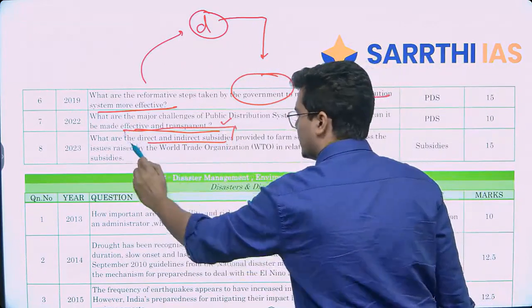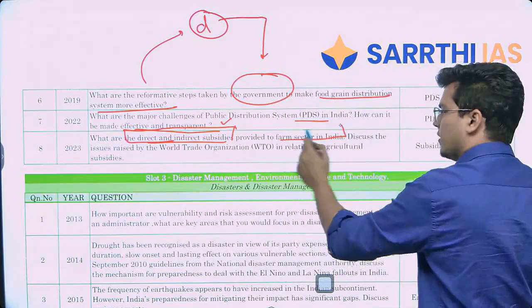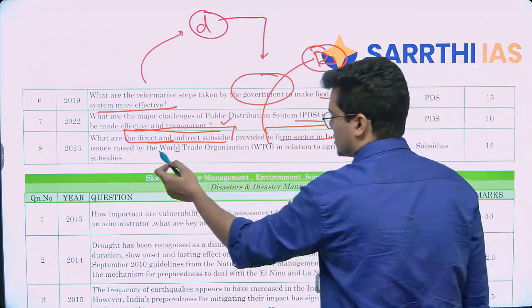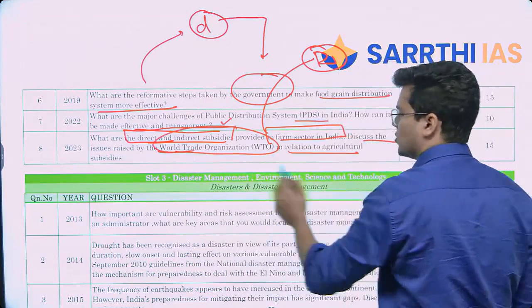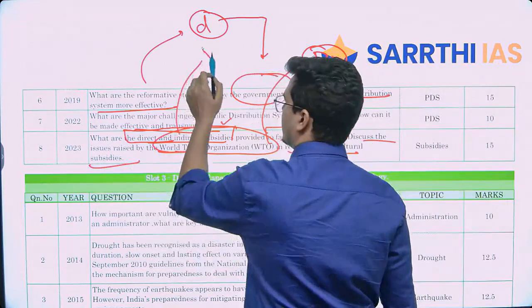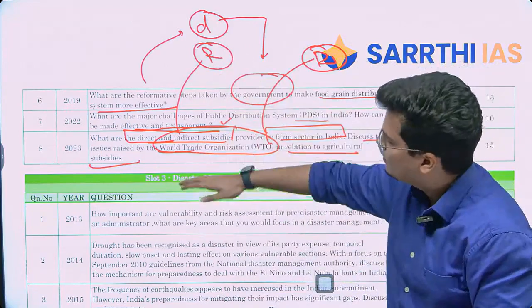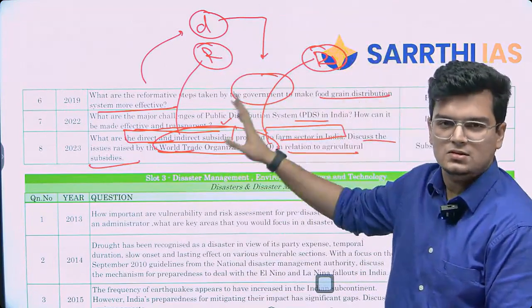Again, direct and indirect subsidies provided to farm sector. Repeated है. Discuss the issues raised by WTO in relation to agricultural subsidies. ये भी repeated है. So if you were giving the mains in 2023 and you had done all the previous year questions, this would not have been a problem.